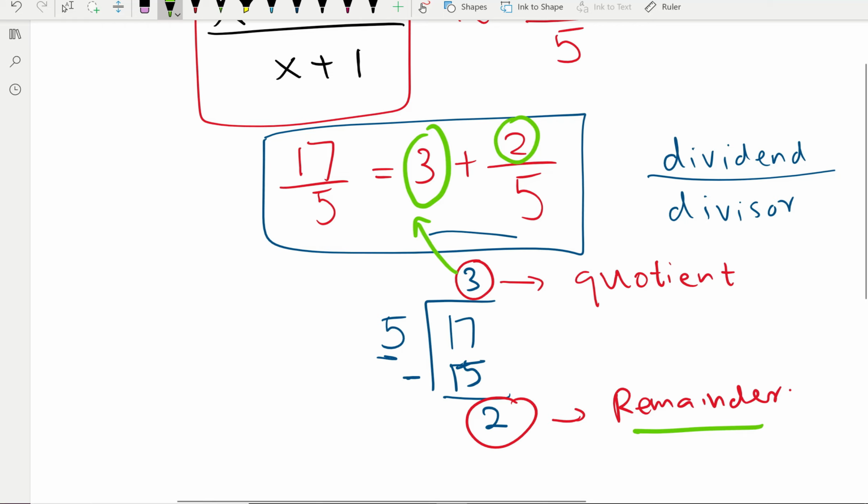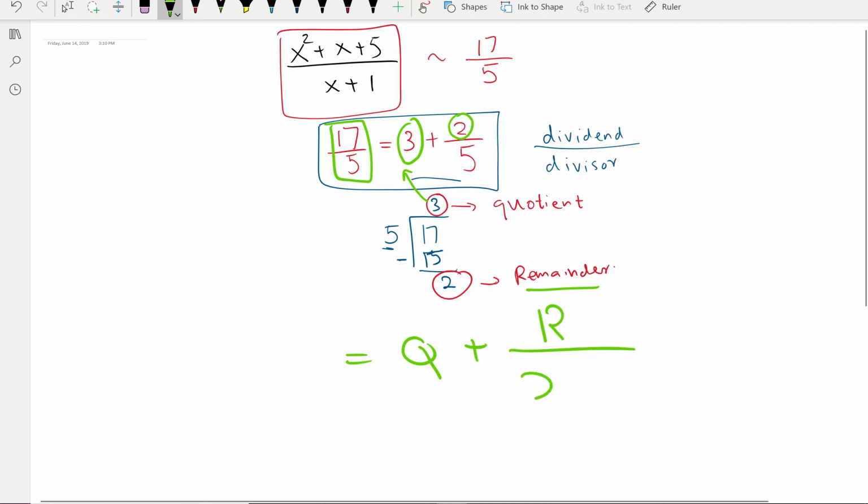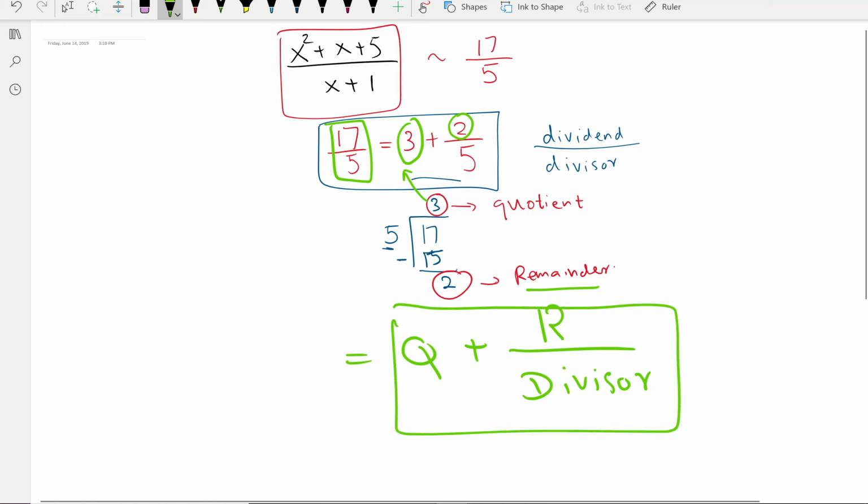So any fraction that looks like this, an improper fraction, we can write as quotient, let's say Q, plus remainder over divisor. So that's the formula. Now this is a very important formula. So quotient 3 and the remainder was 2. As you can see, we can write it as quotient plus remainder over divisor, a fraction where the numerator has the larger value. Okay, so we can decompose it like that. So this is an important formula.